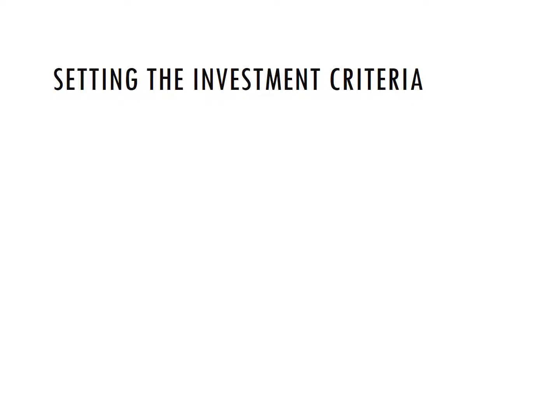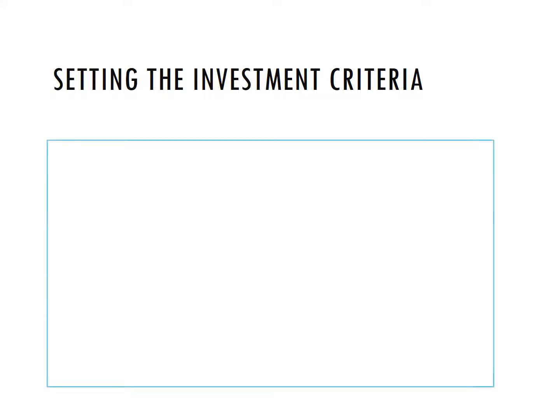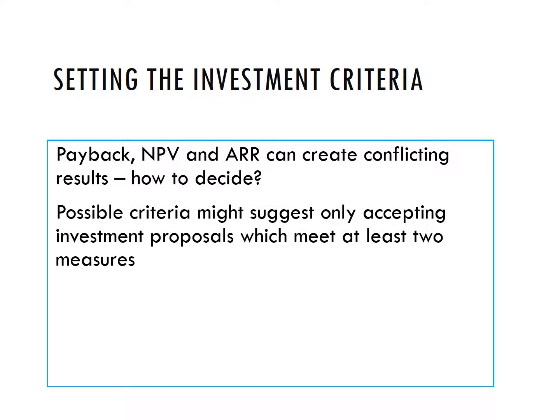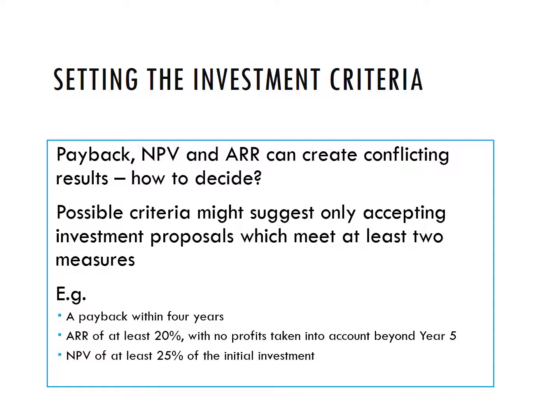So when a business is setting the investment criteria for one of its projects, what might it do? Payback, NPV and ARR can create conflicting results, as we've seen. So how would you decide on which method or which investment to pick? Possible criteria might suggest only accepting investment proposals which meet at least two measures. So for example, they might say we will only accept investments with a payback within 4 years and an NPV of at least 25% of the initial investment, or an ARR of at least 20%. So firms might use combinations of these techniques and tools to have a set of criteria for any potential investments.